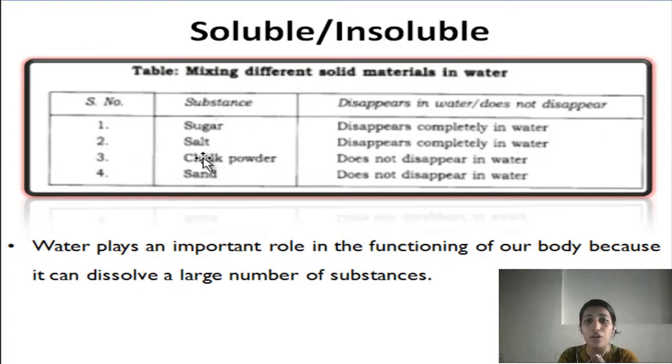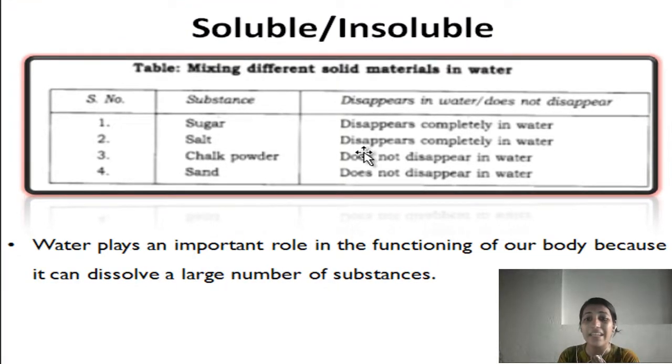You have to fill this table 4.3 in your textbook. Here in the table it is given sugar and salt. When added to water, does it disappear or does it not disappear? When you add sugar or salt, they completely disappear in water. Means they completely mix in water. So they are said to be soluble. And when you add chalk powder or sand, they do not disappear in water. So they are said to be insoluble materials.